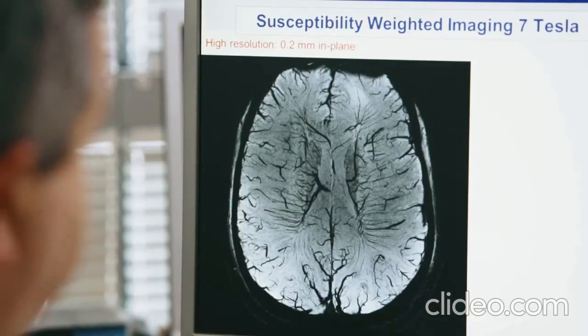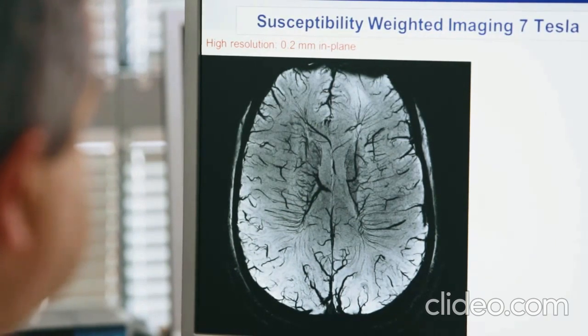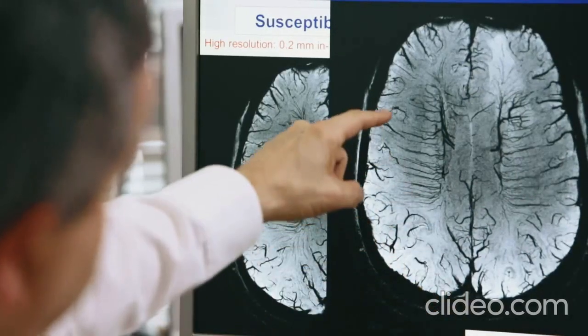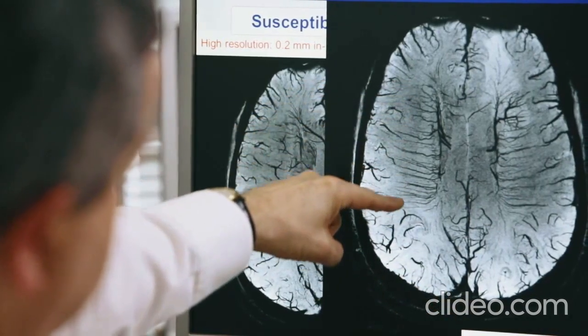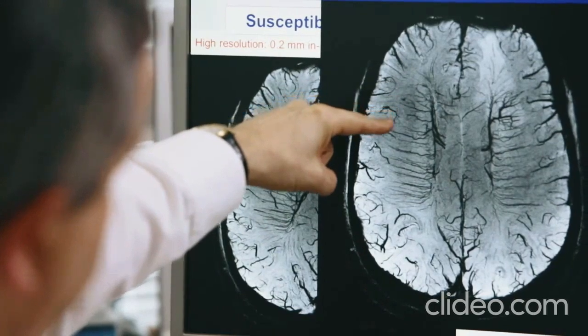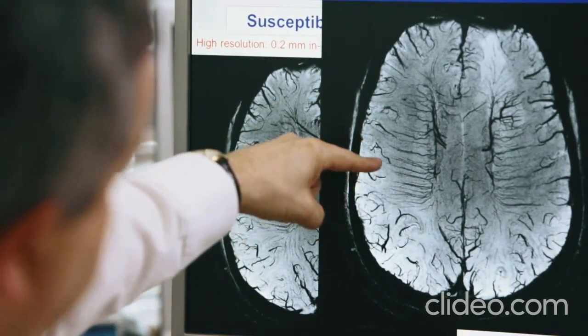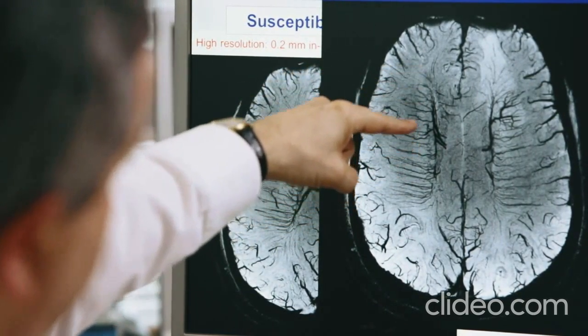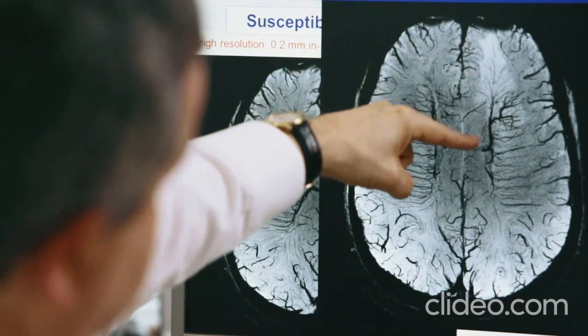Here we see an example of susceptibility-weighted imaging at 7 Tesla in a patient with a brain tumor. And this is a high-resolution SWI image with a 0.2 millimeter in-plane resolution. When we look on this image, we see a wealth of detail with the small white matter veins running perpendicular to the ventricles. And what's very obvious here is the following.